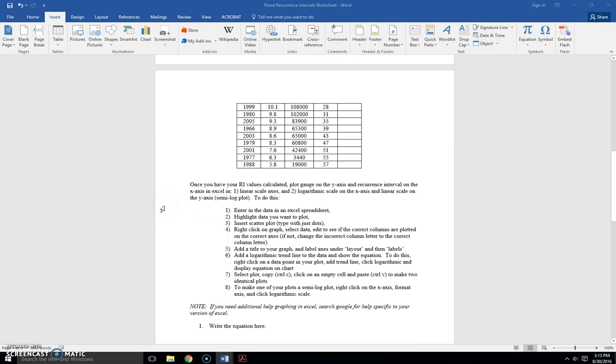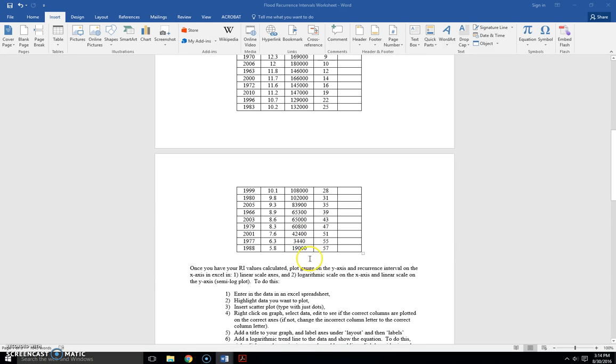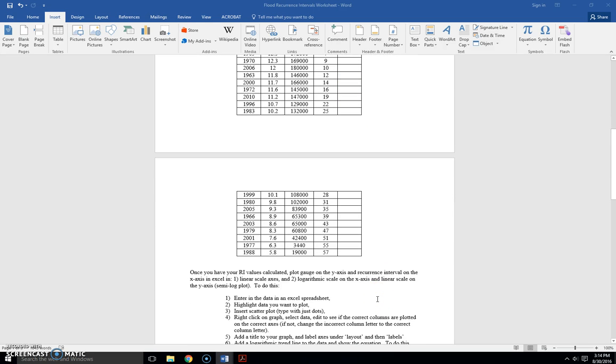Once you have your Ri values calculated, plot gauge on the y-axis and recurrence interval on the x-axis in Excel. So plot gauge, which is in this column, and it's in feet. Gauge on the y-axis, which is the vertical axis, the one that goes up and down. And then you're going to plot recurrence interval on the x-axis, which is what you calculated in this column here. And the x-axis is the horizontal axis, the one that goes left and right.